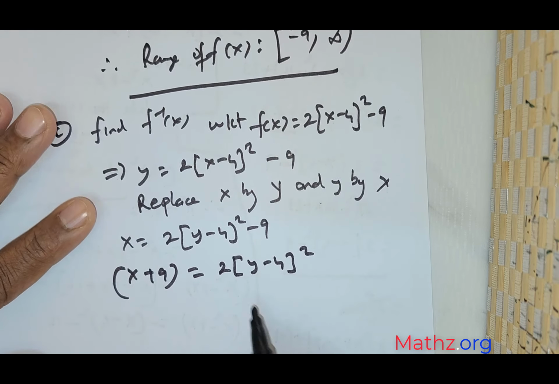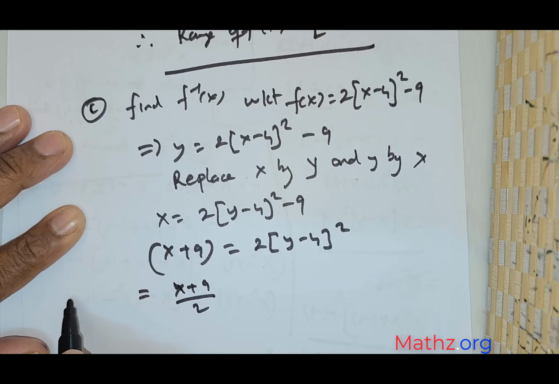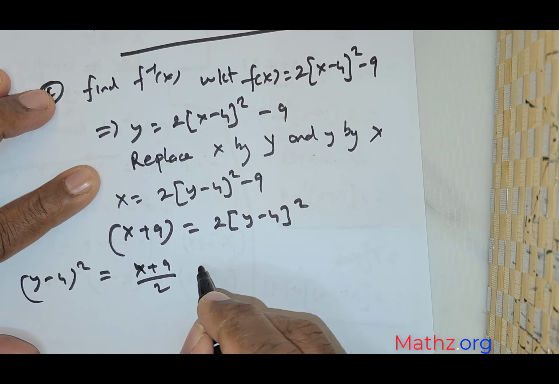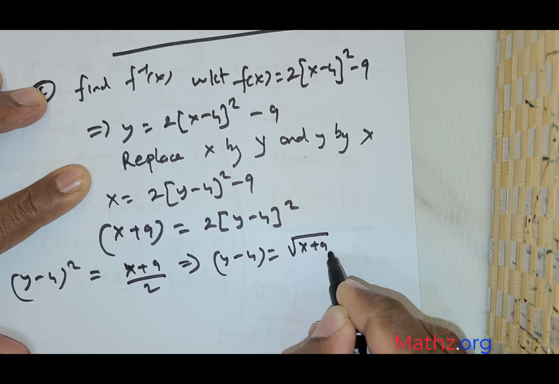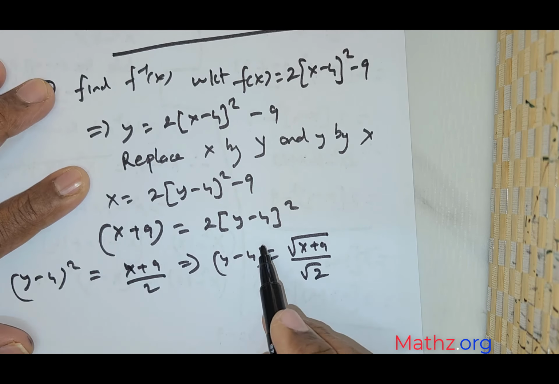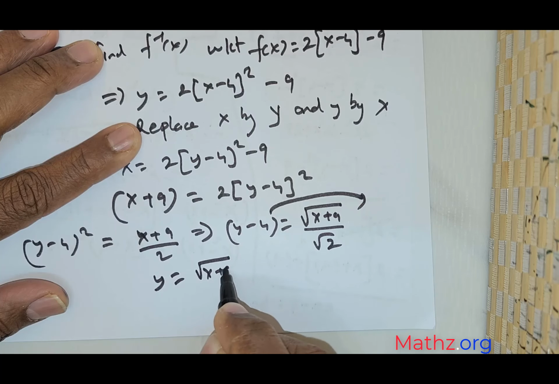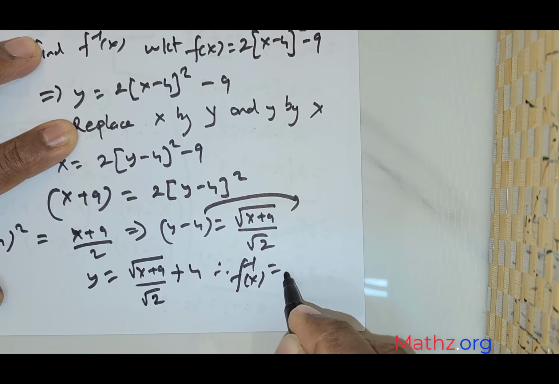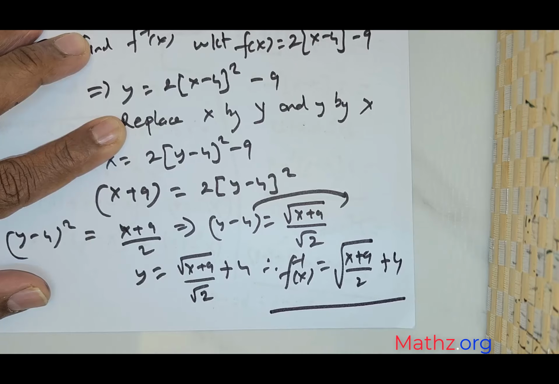We bring the 2 down, so this means x plus 9 over 2 is equal to y minus 4 the whole squared. You take the square root on both sides, so this in turn would mean y minus 4 is equal to square root of x plus 9 divided by root of 2. Move the negative 4 to the other side, so you get y is equal to root of x plus 9 divided by root of 2, plus 4. So therefore f inverse of x is equal to square root of x plus 9 over 2, plus 4. So that's the solution for the third part.